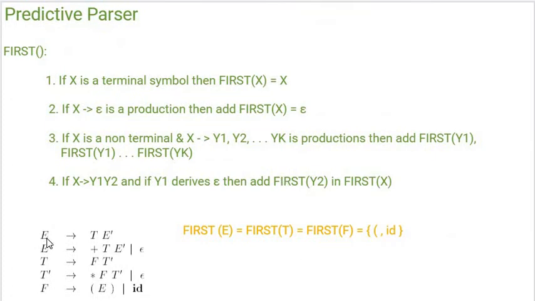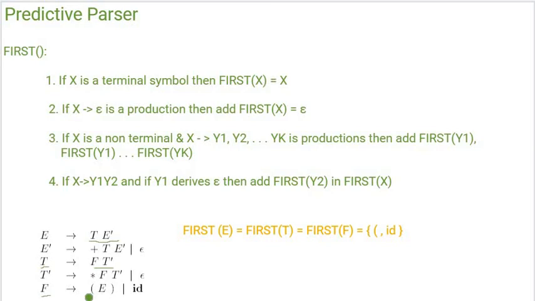First of E will be first of T. Okay, so we have to deal with this production. So first of E will be first of T. And what will be first of T? Again, you have to look for the production in which you have T in the left hand side. So first of T, here you have the production, right? So first of T will be equal to first of F. And what will be first of F?